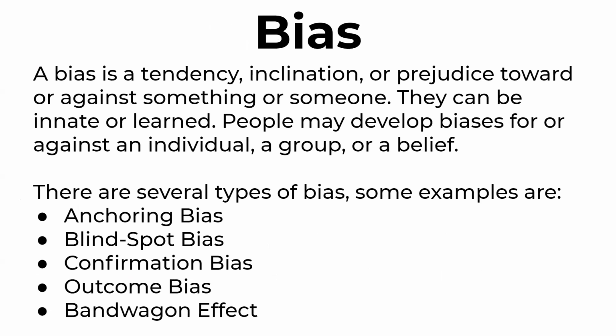Now let's talk about bias. A bias is a tendency, inclination, or prejudice toward or against something or someone. They can be innate or learned. People may develop biases for or against an individual, a group, or a belief. There are several types of biases. Some examples are anchoring bias, blind spot bias, confirmation bias, outcome bias, and the bandwagon effect.